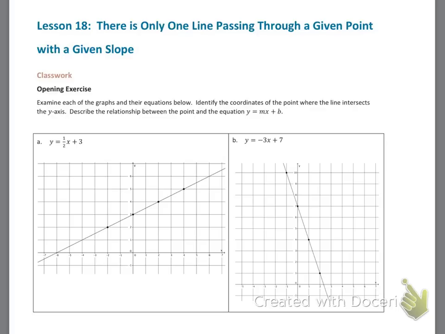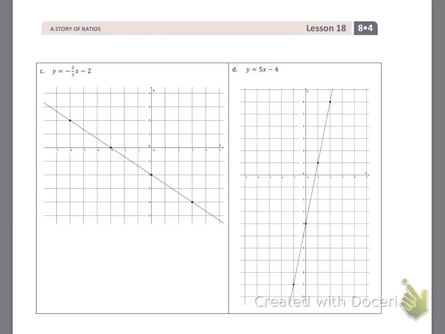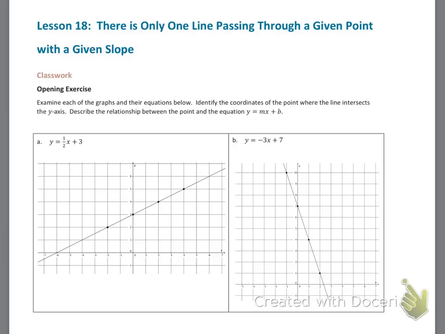So if you could open to your classwork, the opening exercise, we're going to look at the graphs A, B, and C and D, and your job is to examine each of the graphs and their equations below. I'm just reading the directions here. Identify the coordinates of the point where the line intersects the y-axis. Describe the relationship between the point and the equation y equals mx plus b. So these are all in the form y equals mx plus b, each of the equations. So take just a couple minutes to do that. Go ahead and pause the video, do A, B, C, and D, and then come back and we'll share.